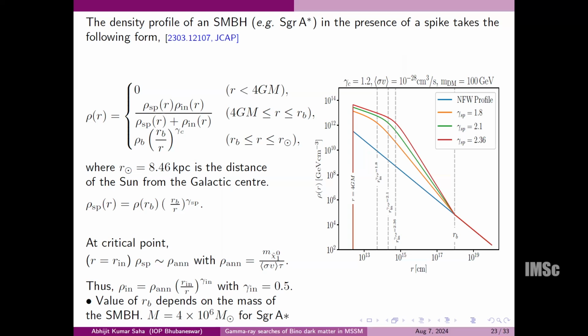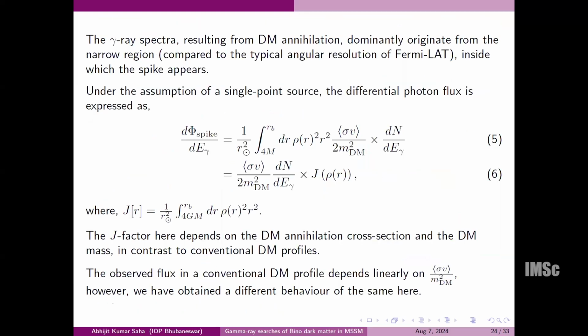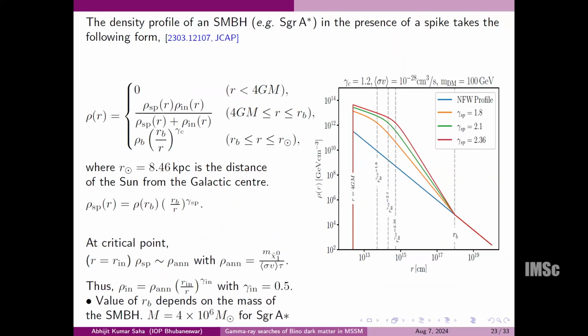Is there any motivation for this? Yeah, this is the generic spike profile. The motivation is that the SMBH, the supermassive black hole, has a larger gravitational pull, so you expect a density spike to exist. The range is fixed by the value of the gamma_SP parameter, so it has a range of like 1.2 to 2.5. So rho_B is the density at R_B, right? And what is rho_B?